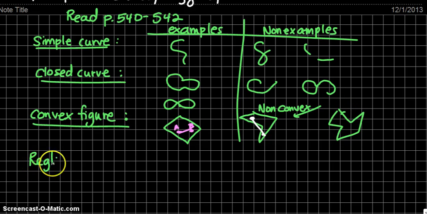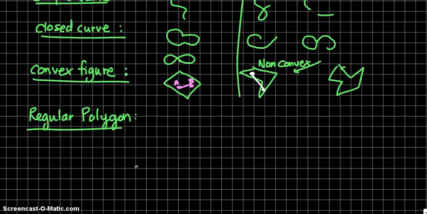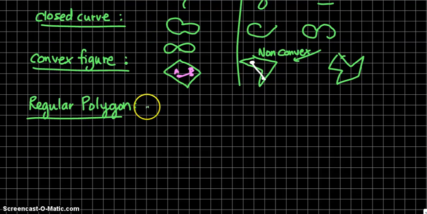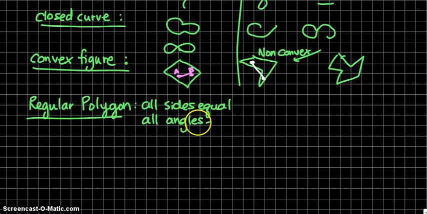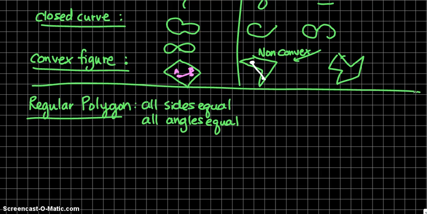A regular polygon, next definition I mean. A regular polygon, I'm going to actually write down a definition. This one is pretty important. All sides are equal and all the angles are equal. All sides are equal, all angles are equal.